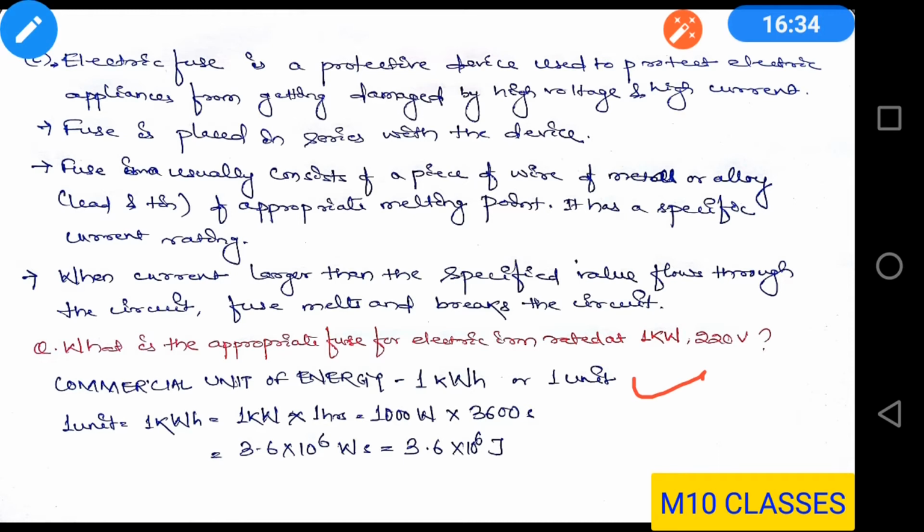What is the value of this 1 kilowatt hour? You may get a question to convert 1 kilowatt hour into joule, or convert 1 unit into joule. It is simple: 1 kilowatt hour means 1 kilowatt into 1 hour. Converting to SI units, 1 kilowatt is 1000 watt, and 1 hour is 3600 second. By multiplying you will get 3.6 into 10 to the power 6 watt second, and watt second is nothing but joule. So you will get 3.6 into 10 to the power 6 joules.